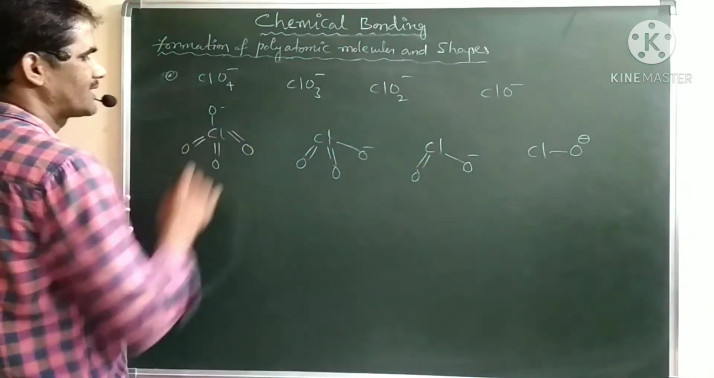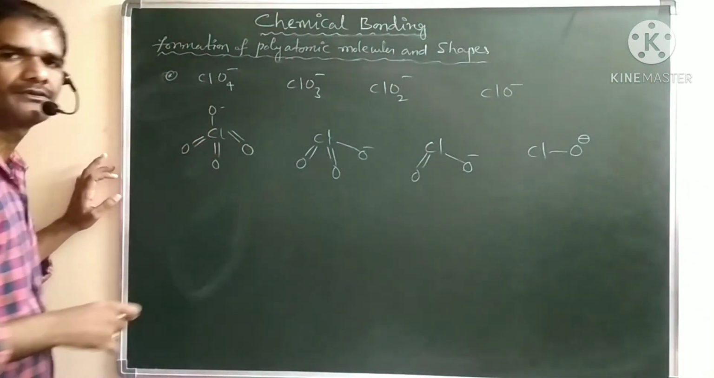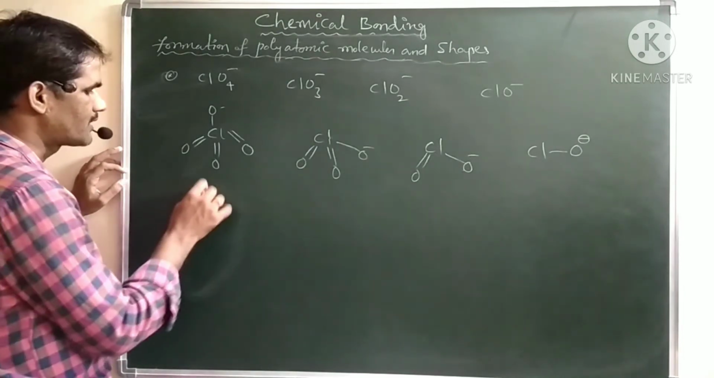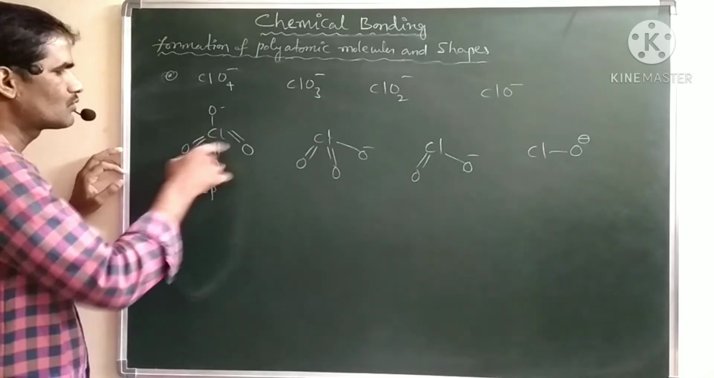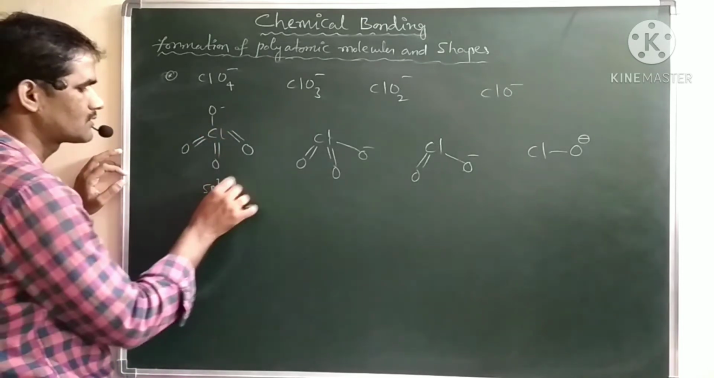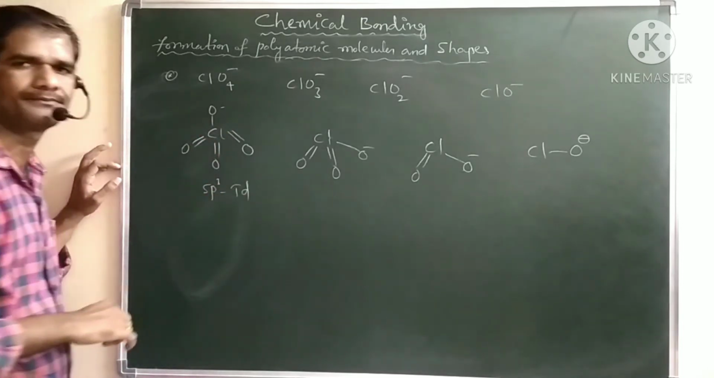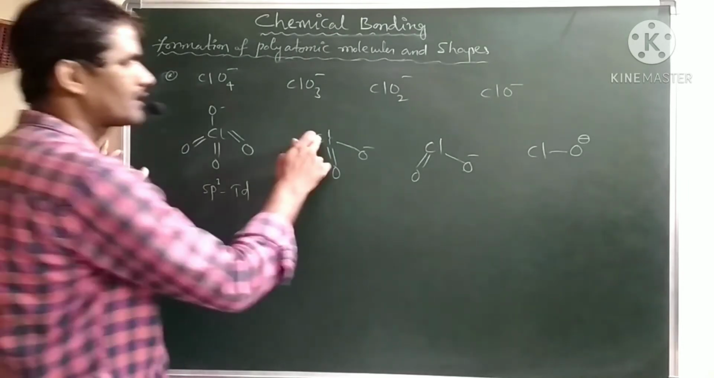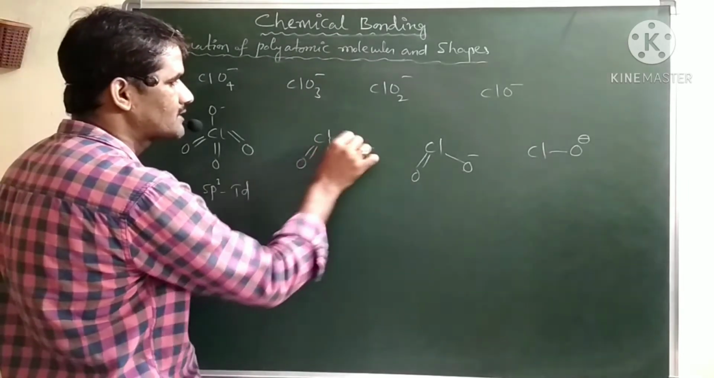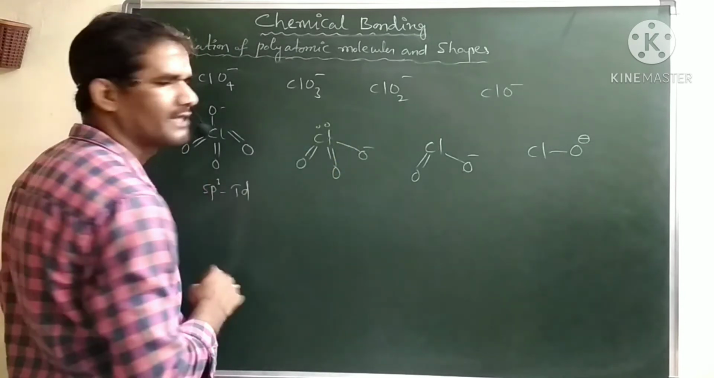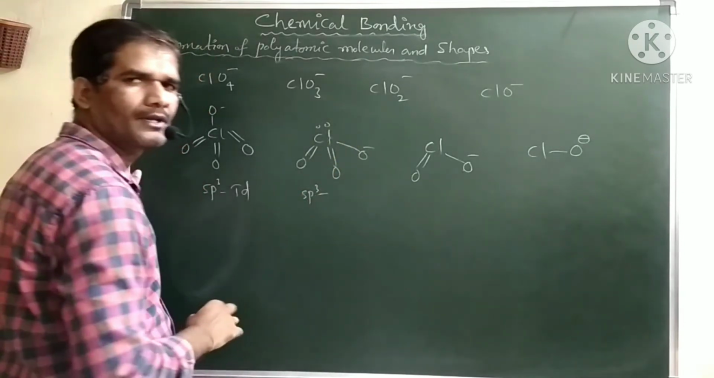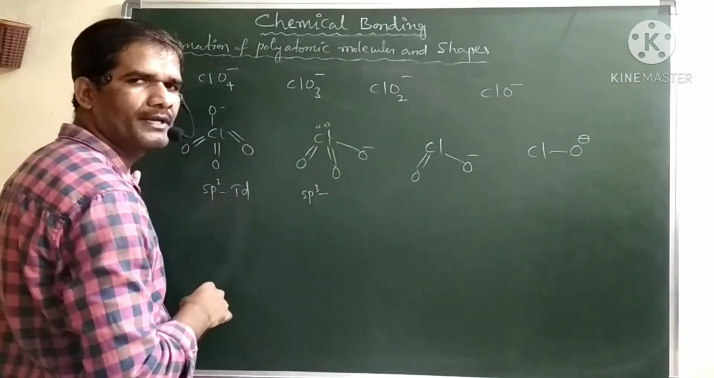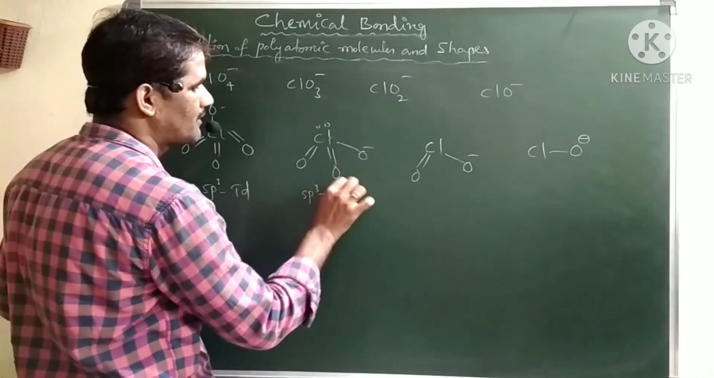Now here the central atom is surrounded with 4 sigma bonds, so the hybridization is sp3. There are no lone pairs on the central atom, so it has a regular tetrahedral geometry. And here again it has 3 sigma bonds and 1 lone pair on the central atom. Then the hybridization is the same sp3, but the geometry, having 1 lone pair on the central atom, is pyramidal.